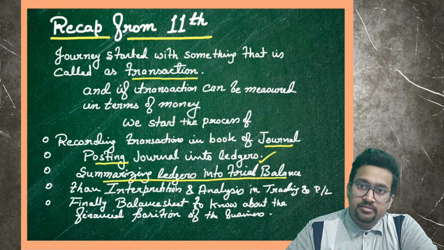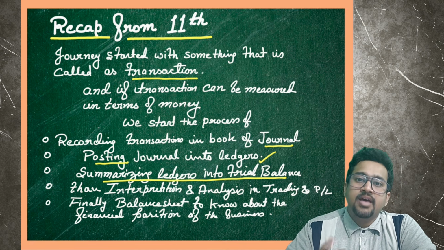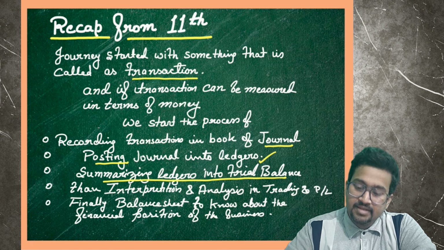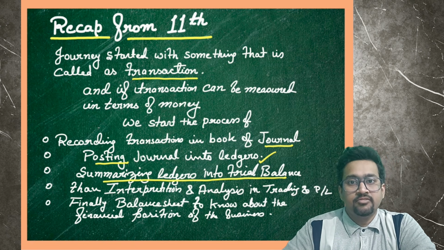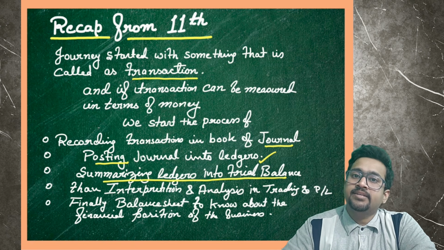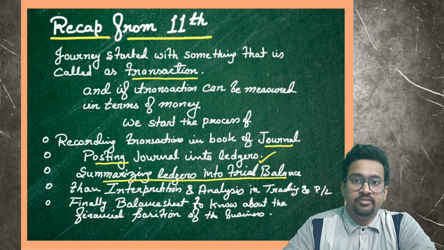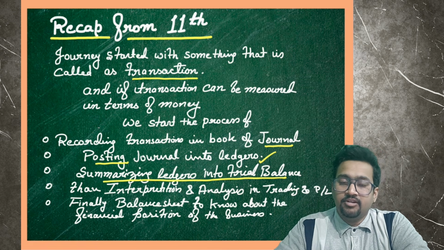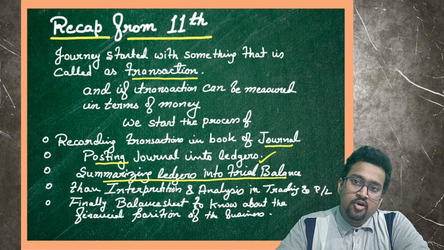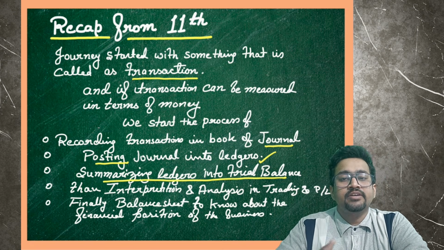Okay, and finally the interpretation and the analysis part. For that we have done the trading account, profit and loss account, and finally we have made our balance sheet to know the financial position of our company at a particular date, that is the end of the financial year or accounting year. So these were the main topics that we have studied in class 11, and all this forms part of the process of accounting.